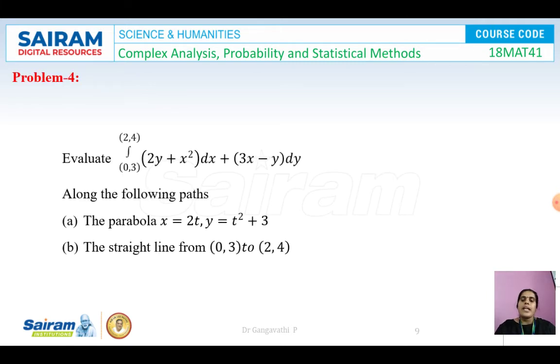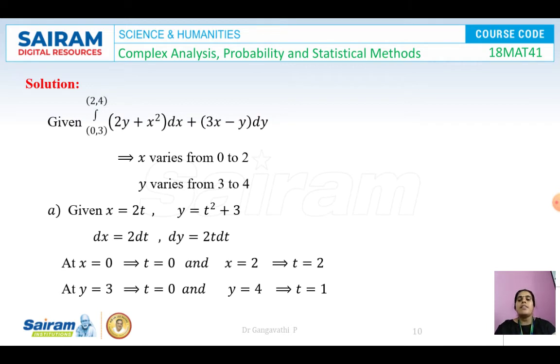So let us see another example. Evaluate integral from (0, 3) to (2, 4). The integrand is 2y plus x square dx plus 3x minus y into dy. So along the following paths, there are paths given. One is the parabola, x is equal to 2t and y is equal to t square plus 3. And the second curve is the straight line from (0, 3) to (2, 4).